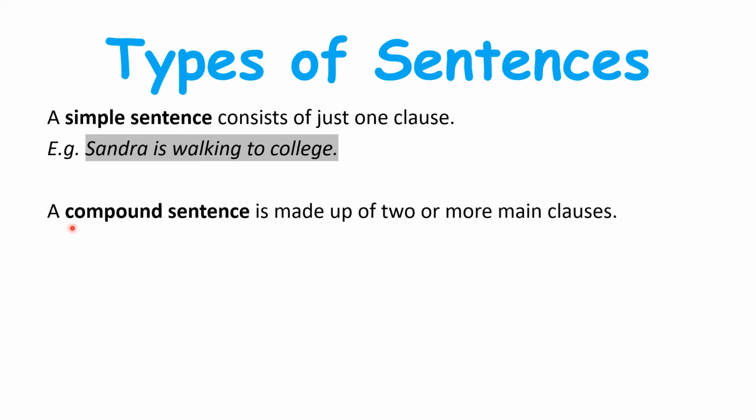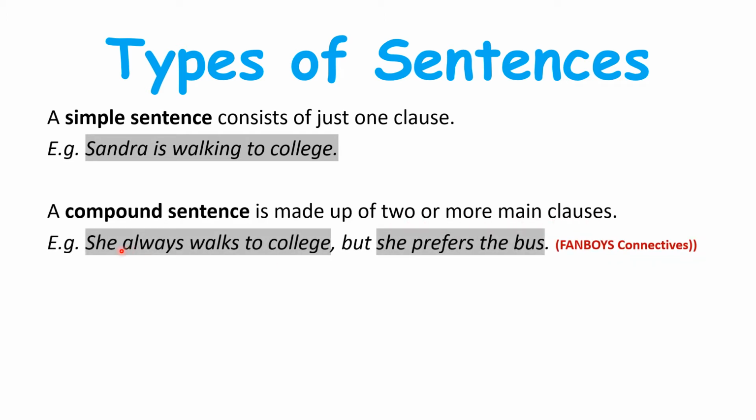Next, we have a compound sentence which is made up of two or more main clauses. Here we can see in the example, she always walks to college, which is a sentence that could stand by itself because it makes sense, it is complete. We also have another sentence of equal weight, she prefers the bus. Here, these two short sentences of equal weight have been joined together with a connective.